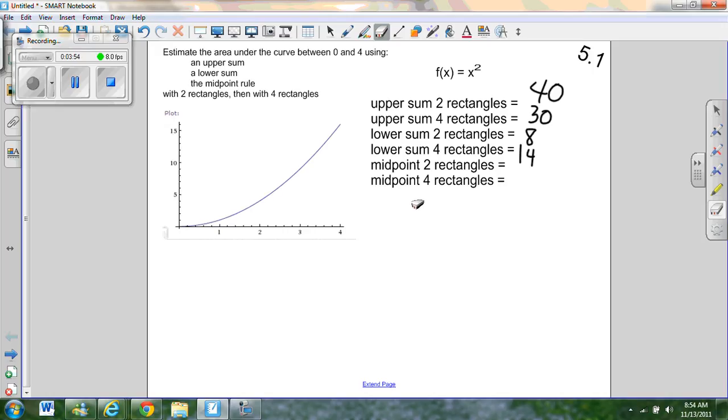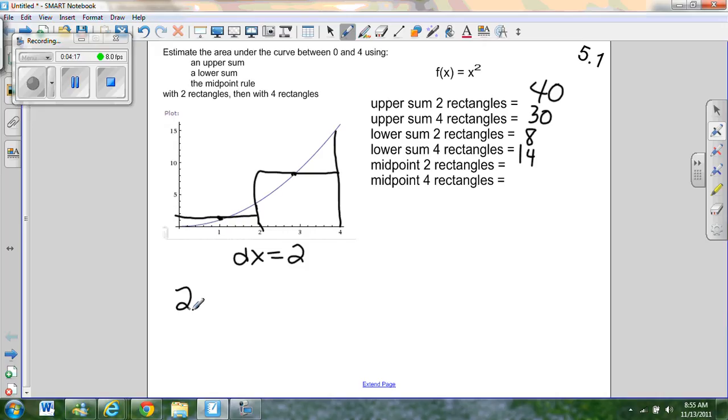Okay. So now let's use the midpoint rule. Let's flip this back up into our 2 rectangles, and this time instead of using the function at the left endpoint or the right endpoint, we're going to use it as the midpoint. So our midpoints are 1 and 3. Our dx goes back to 2.